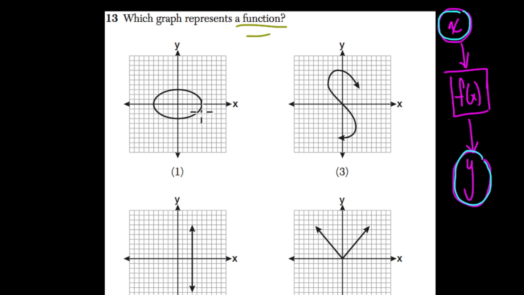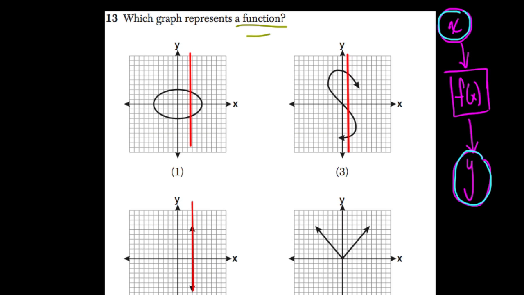And what that means is if we look at these graphs right here, you can use a vertical line test to figure out if you have a function or not. The idea is if you drop a line down and it crosses your graph at more than one point, you know that what you're looking at is not a function.